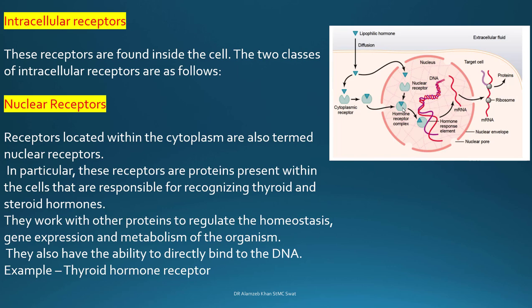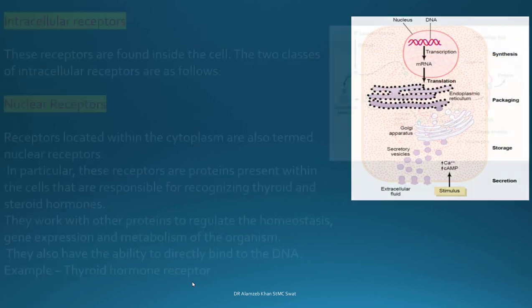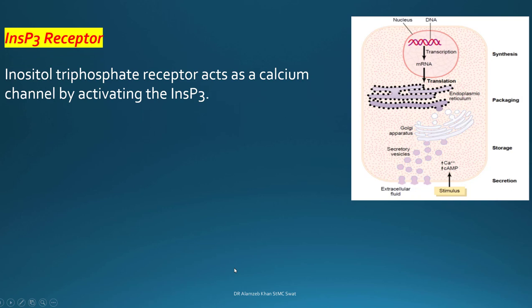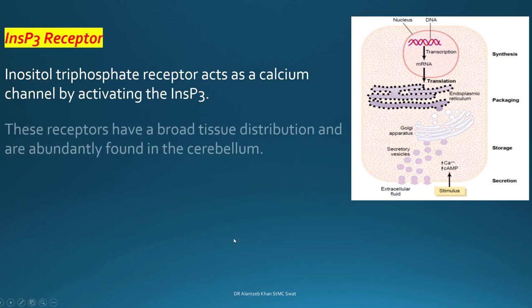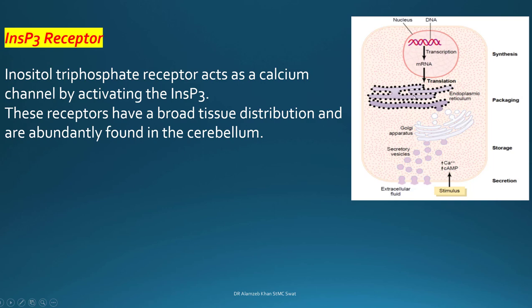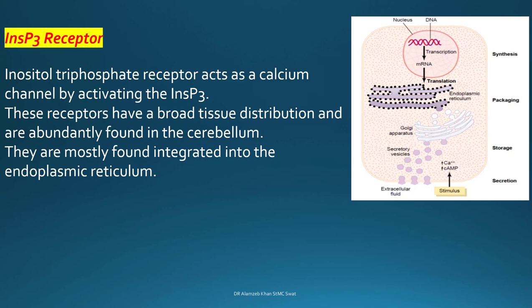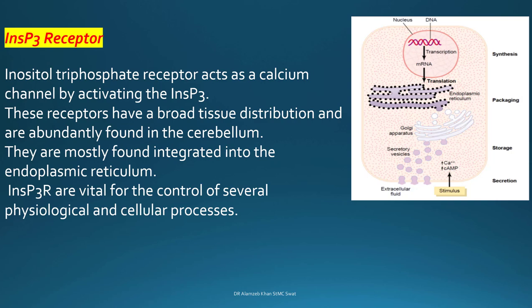They work with other proteins to regulate the homeostasis, gene expression and metabolism of the organism. They also have the ability to directly bind to the DNA. In the nucleus, an example of a hormone which acts on DNA is thyroid hormone. IP3 receptor: the inositol triphosphate receptor acts as a calcium channel; IP3 activates the release of calcium from the endoplasmic reticulum. These receptors have a broad tissue distribution and are abundantly found in the cerebellum. They are mostly found integrated into the endoplasmic reticulum. IP3 receptors are vital for control of several physiological and cellular processes.